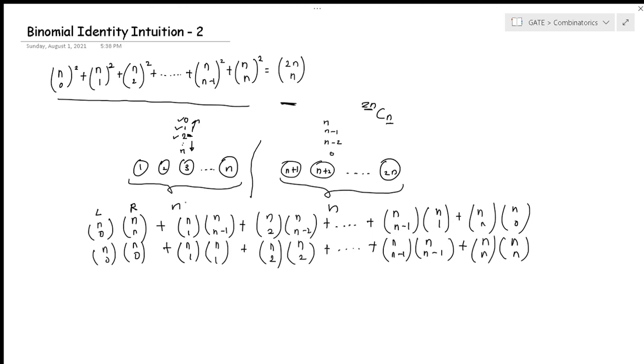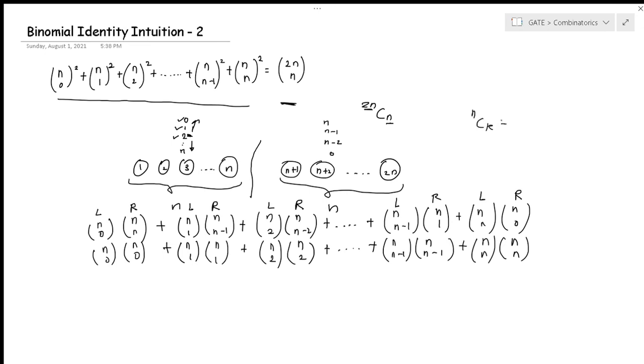The other choice we came up with was to choose one element from the left side and the rest of the n minus 1 elements from the right hand side, or to choose two elements from the left side and the rest of the n minus 2 elements from the right side, and so on and so forth. What we have here is that we are choosing n minus 1 elements from the left side and one element from the right side, or we are choosing all the elements from the left side but no element from the right side. Cool.